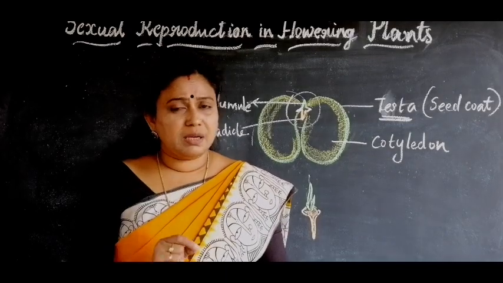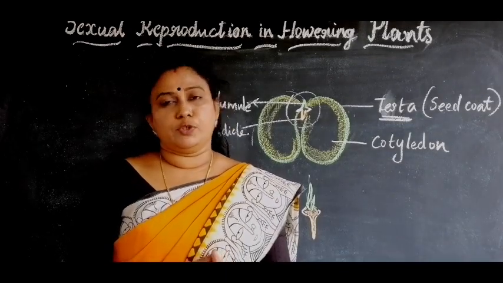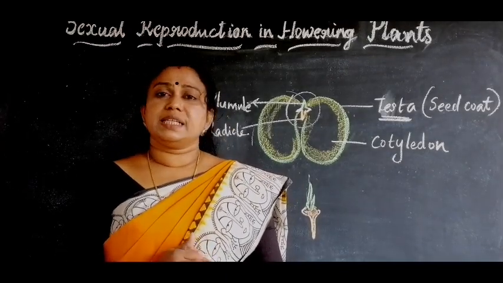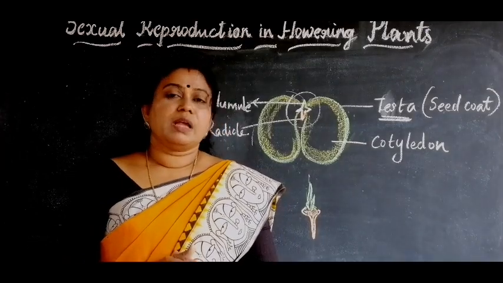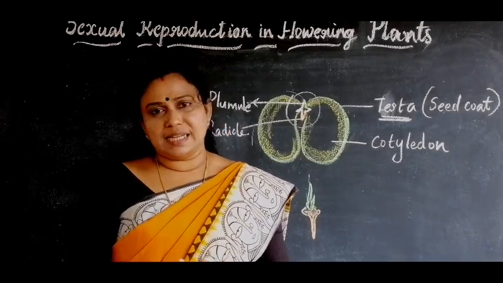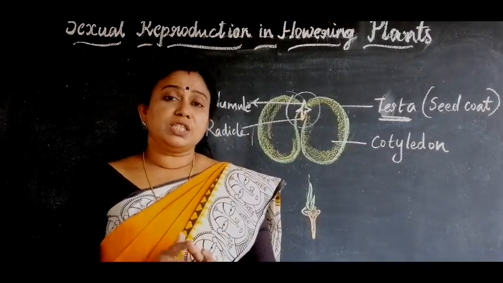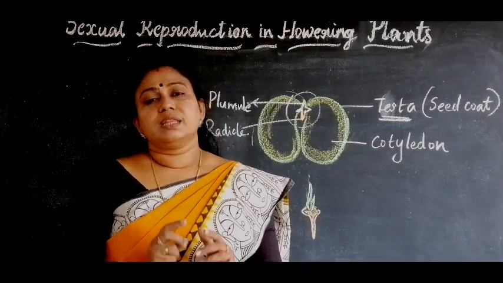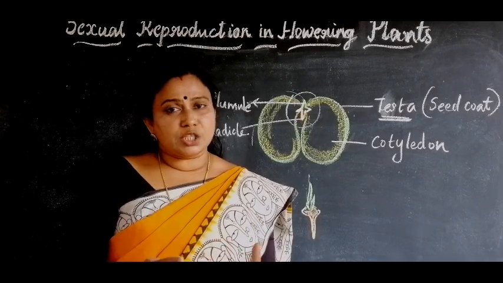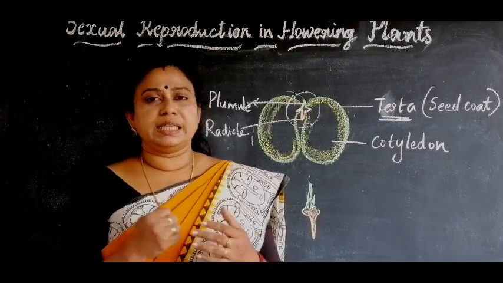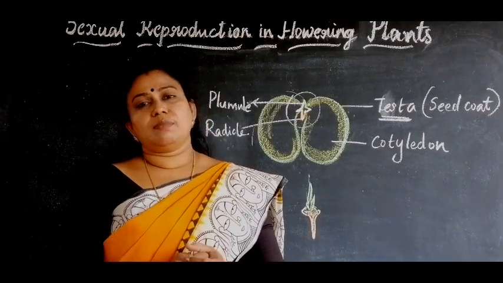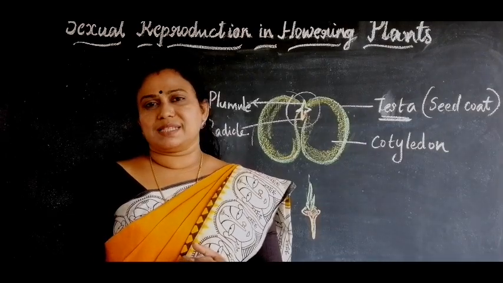One is syngamy and the other is triple fusion. The fertilized egg develops into the embryo, the ovule develops into seed, and the whole ovary develops into the fruit. Later, under favorable conditions, the seed germinates and develops into a new young plant. This is all about sexual reproduction in plants.